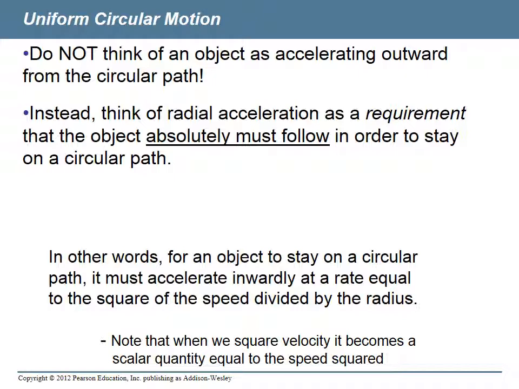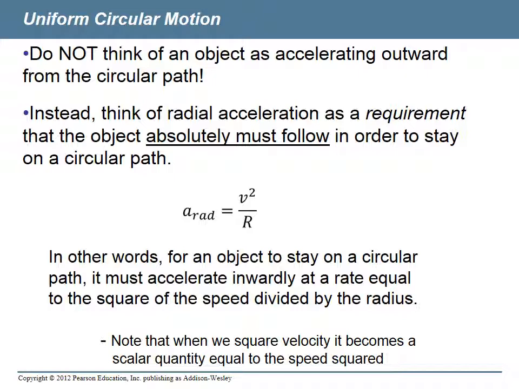It's not going to follow a circular path unless it is accelerating inwards at a rate of v squared over r. This radial acceleration, the rate at which it's accelerating towards the center, has to be velocity squared over r. Because velocity is squared, this is actually just the speed squared, so you can be given just the speed and still find the radial acceleration. So it must be accelerating inwards at a rate of v squared over r, otherwise it's not following a circular path.